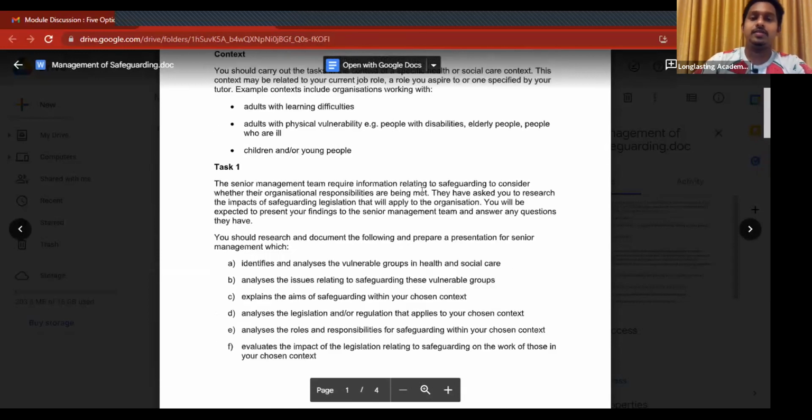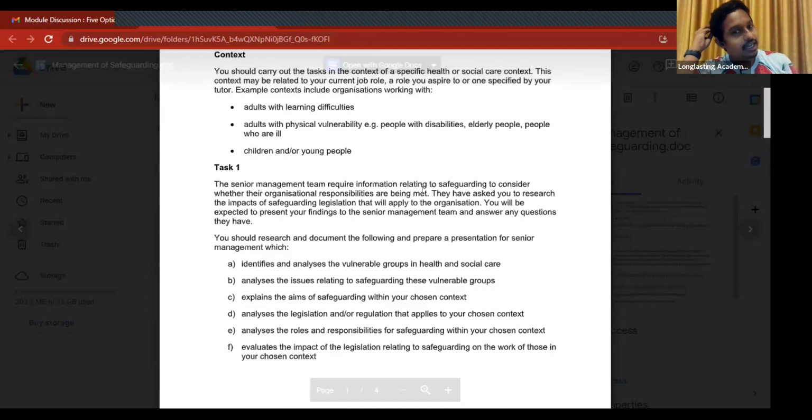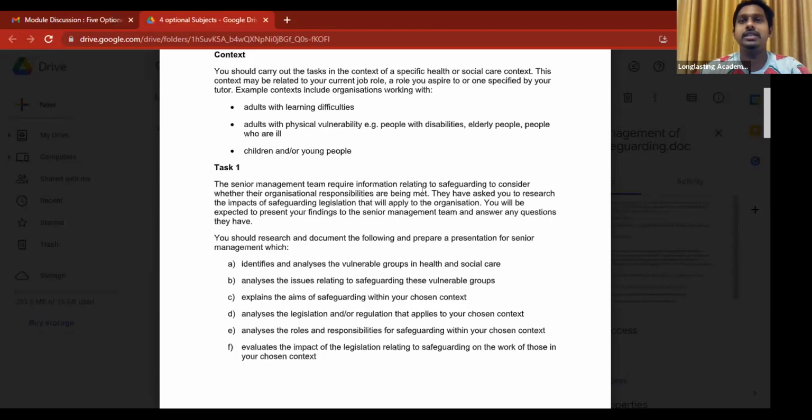So task one is your presentation, and you can easily choose a role which is healthcare support worker or healthcare support worker supervisor, or aged care support worker, or aged care support worker supervisor, and you have to find what the organizational responsibilities are, and identify what the legislation is with the vulnerable groups in health and social care.